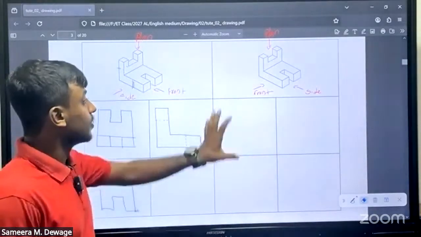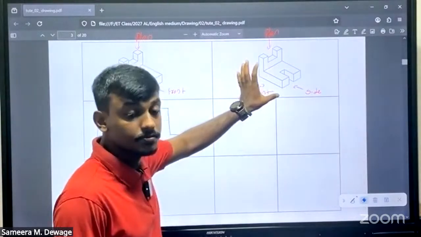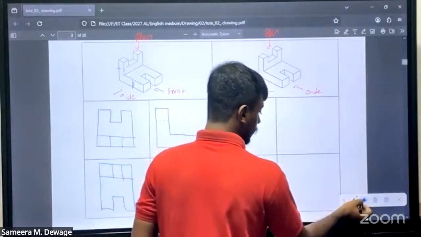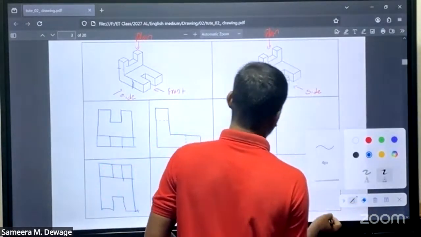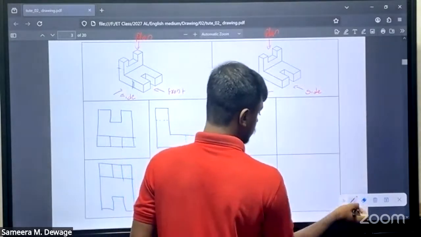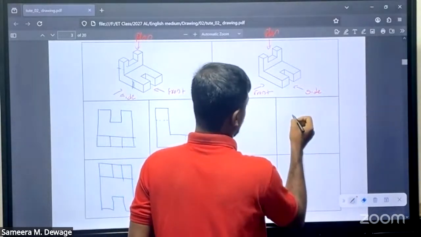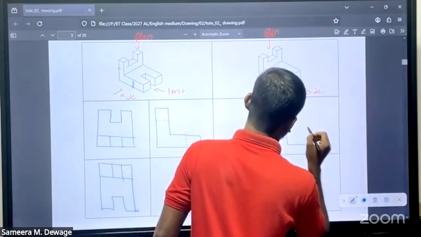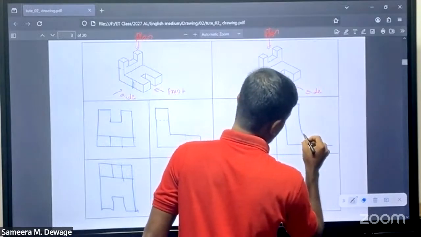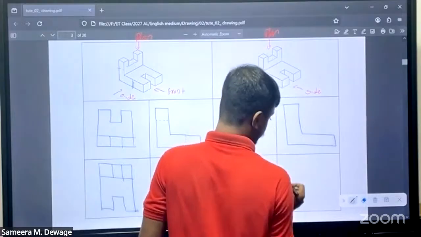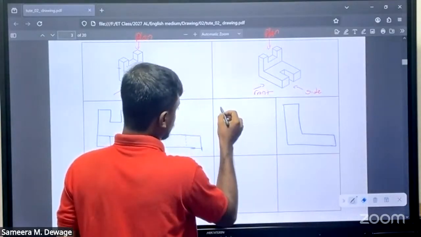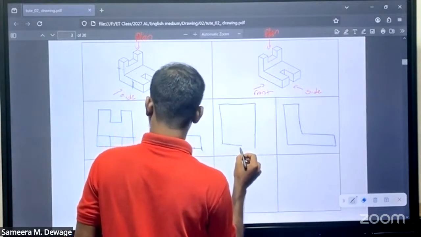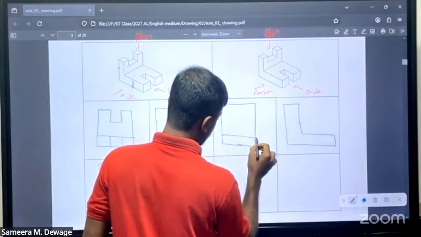Right. If we look from this direction, our front view should be like this. Our front view is like this, and our side view is like this.